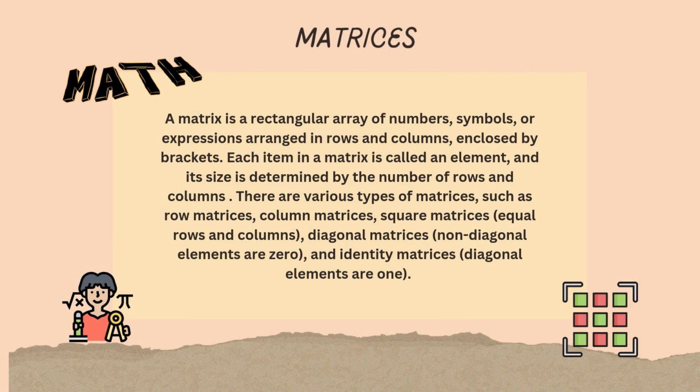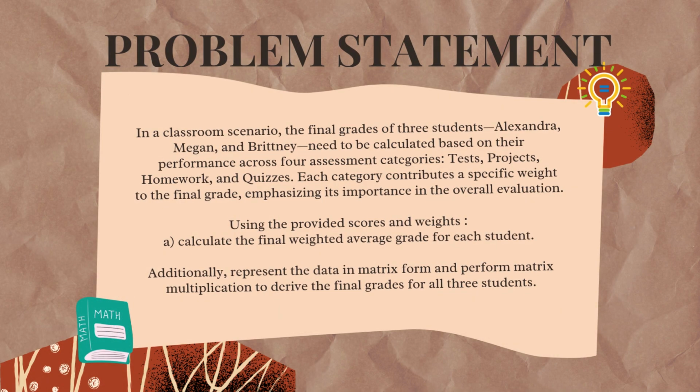A matrix is a rectangular array of numbers, symbols, or expressions arranged in rows and columns enclosed by brackets. Each item in a matrix is called an element, and its size is determined by the number of rows and columns. There are various types of matrices such as row matrices, column matrices, square matrices, diagonal matrices, and identity matrices.